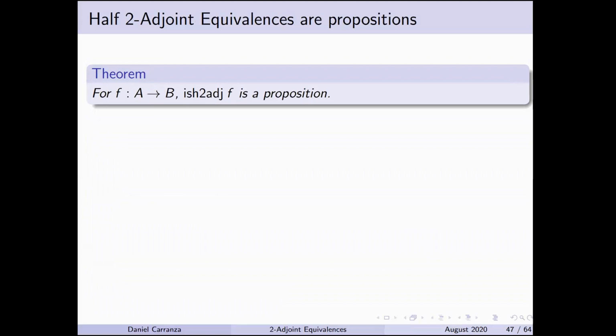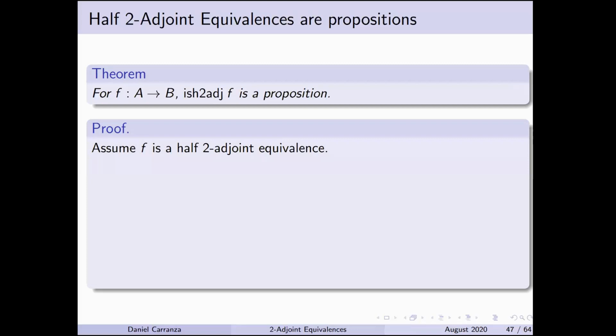So the last thing we want to do is show that these types are indeed propositions. I'm going to show that the half two-adjoint is a proposition. If I want to show that the left half two-adjoint is a proposition, it's going to be a very similar proof, so I'm only going to cover one of them. The way I'm going to show that this is a proposition is the same way I showed that the half-adjoints are a proposition, or similar. I'm going to start off by assuming an inhabitant, and then I'm going to show this type is contractible.